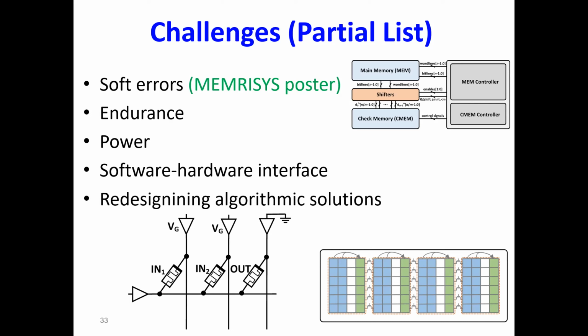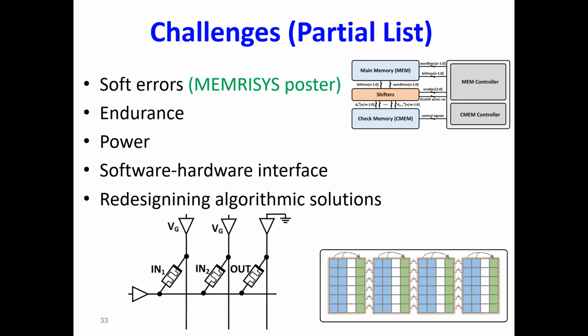So sometimes we get the wrong result, but we don't know that because everything is done inside the memory and we don't read the result. So we need somehow to compensate for that. Another challenge is endurance, hard errors, because Memristors don't last forever, but computation can be massive, and we need the machine to function for a long time.